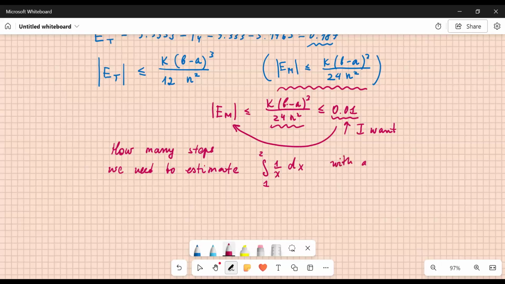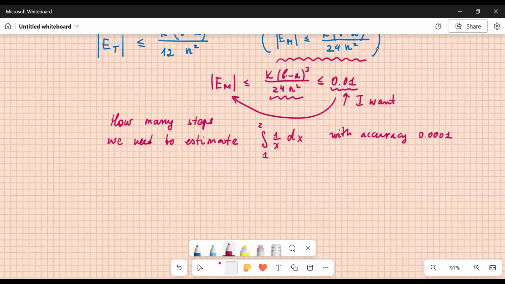With accuracy 0.0001. Let's make it 4 digits. If you want to know for sure 4 digits of this value, how many steps do we need to do? What is n supposed to be, between 1 and 2? So how many steps? We're not going to do those steps. We're just going to estimate how many steps we'll need, okay?